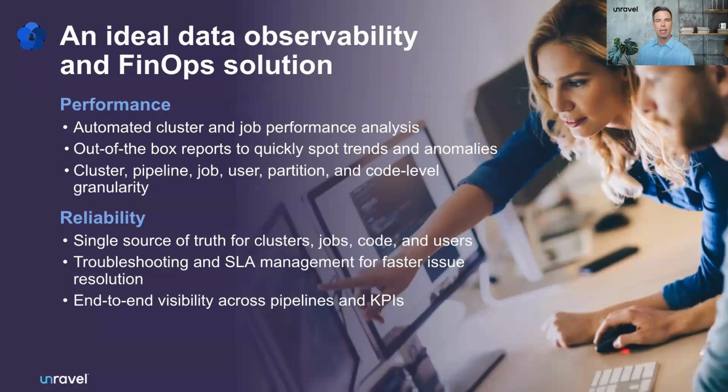For example, automated job and query performance analysis, out-of-the-box reporting, granular visibility at the cluster, pipeline, job, user, partition, and even code levels, and improving reliability with a single source of truth, automated troubleshooting and SLA management, and end-to-end pipeline visibility. So taking a look at this list, would you agree that these things should be part of the ideal solution?